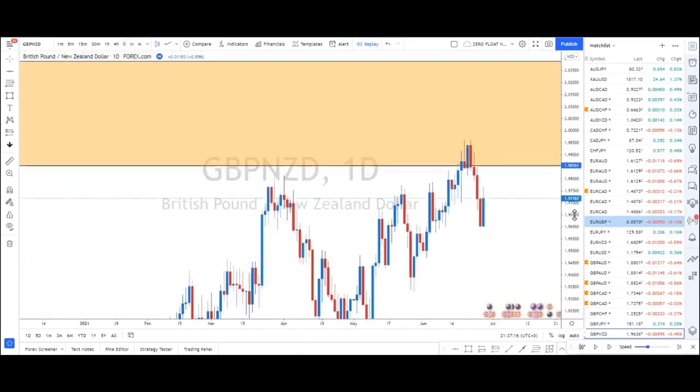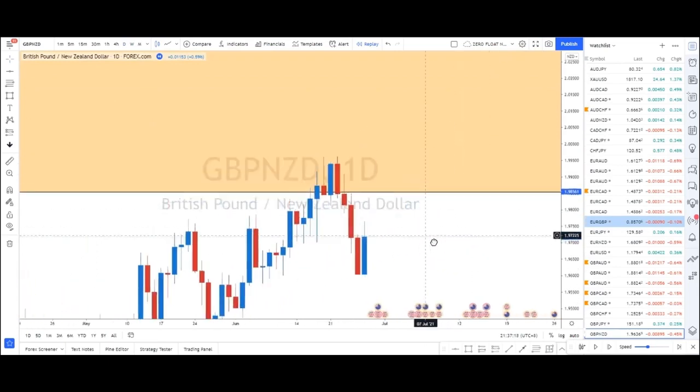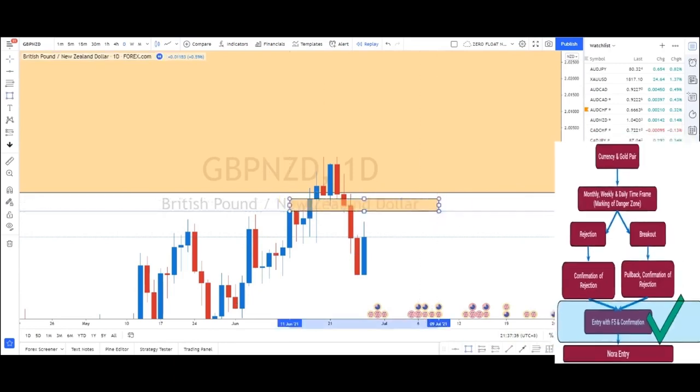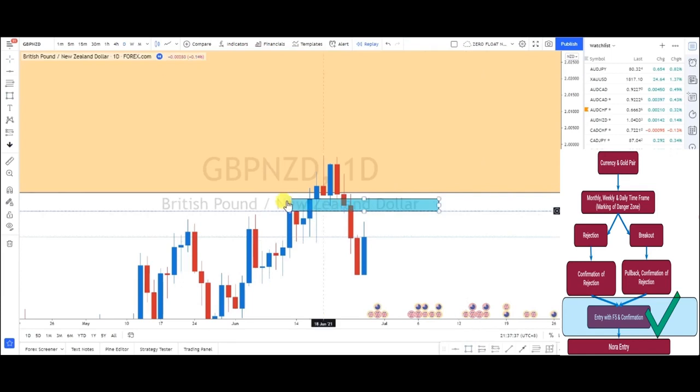Okay, in the daily, can you guys see anything? I can see something here. That is the QM. Okay, QM. So we mark the QM left shoulder here. Okay, and we mark this as a blue color. All right. So let's go to the weekly time frame.